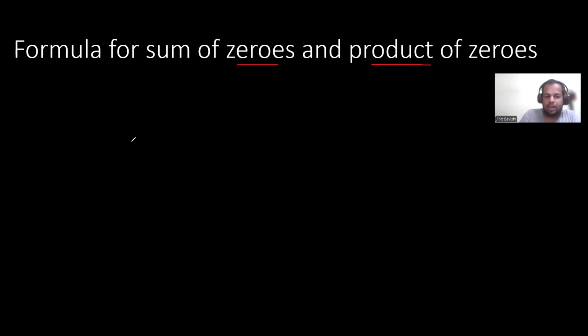So here we have ax square plus bx plus c, technically a polynomial because I'm not going to equate it to 0 right now. Now, if I have this polynomial, you can always factorize it down. It's a quadratic polynomial. So you can factorize it down and assume that the zeros are alpha and beta.